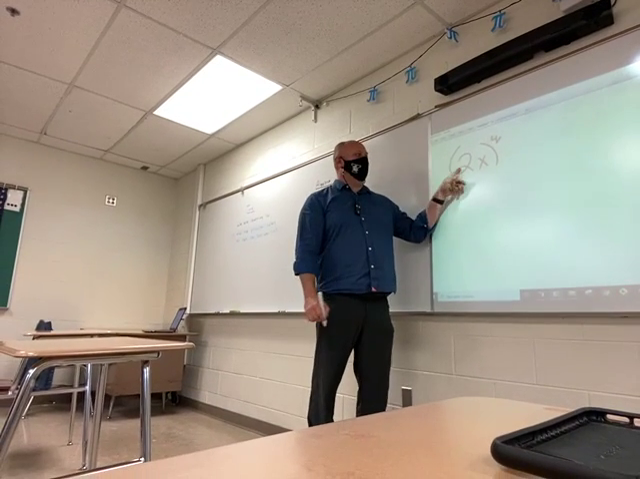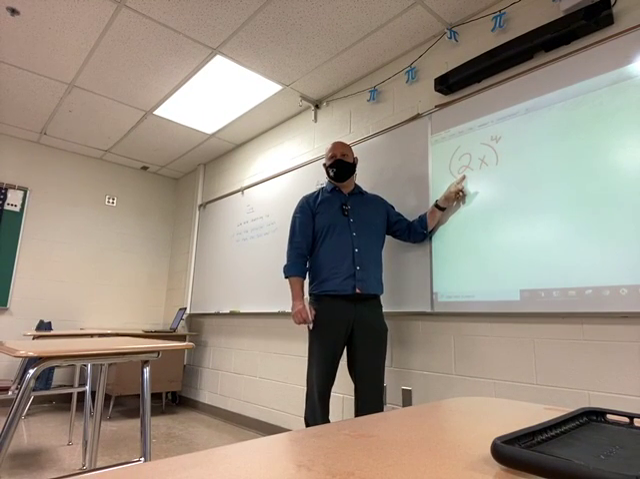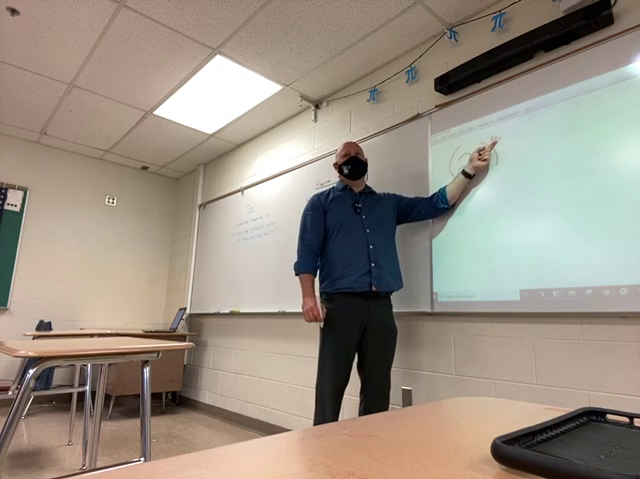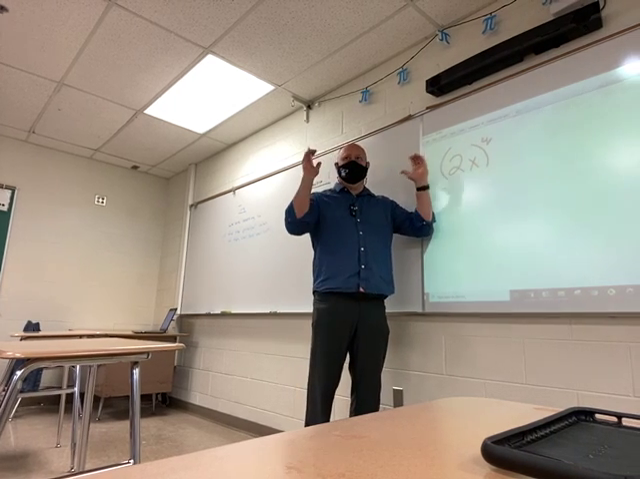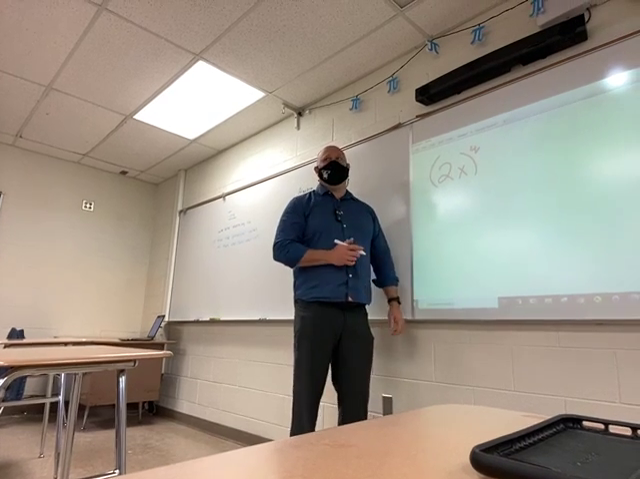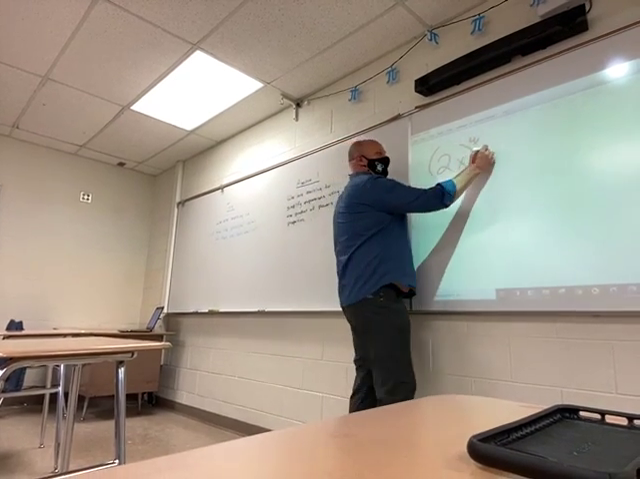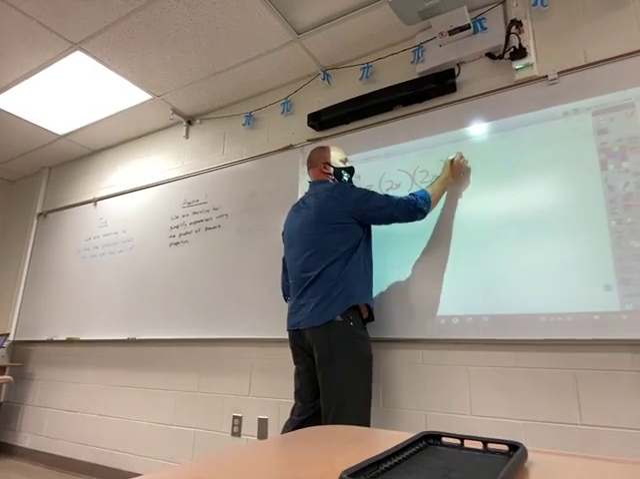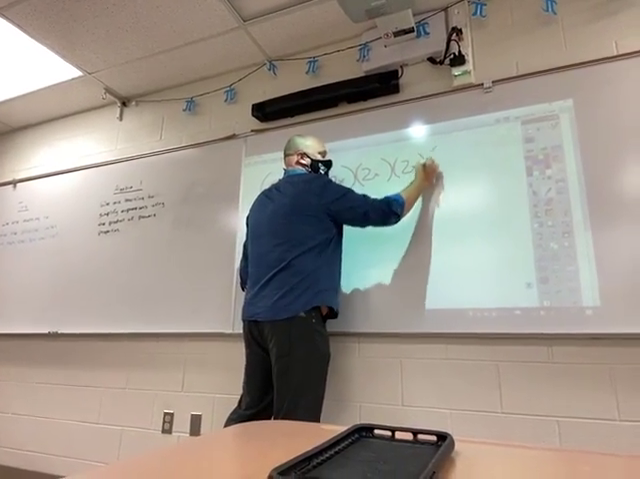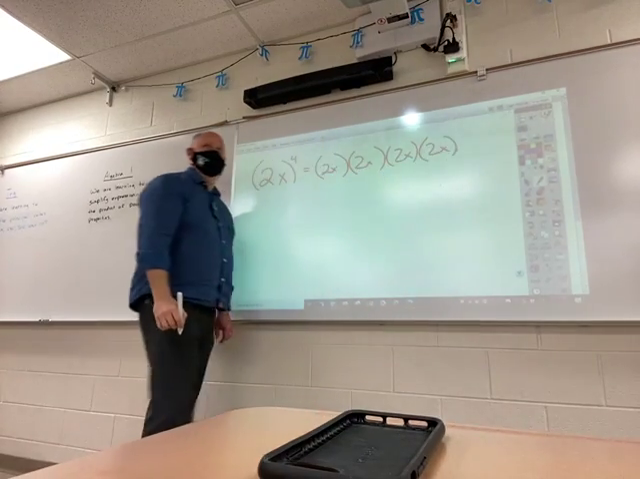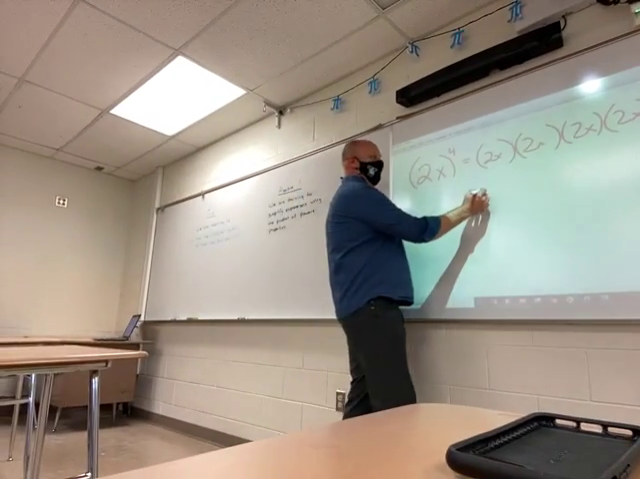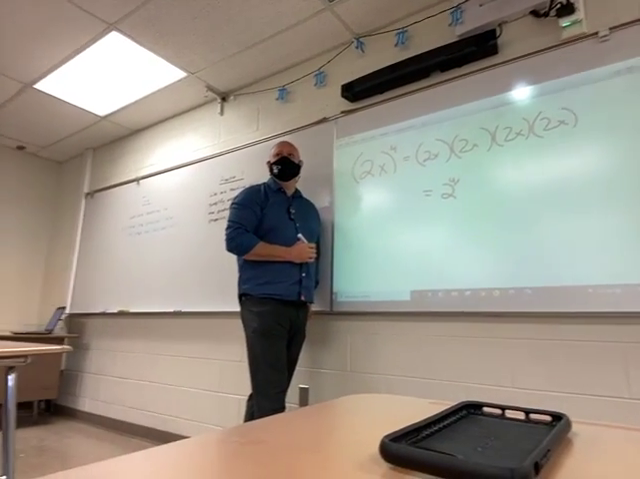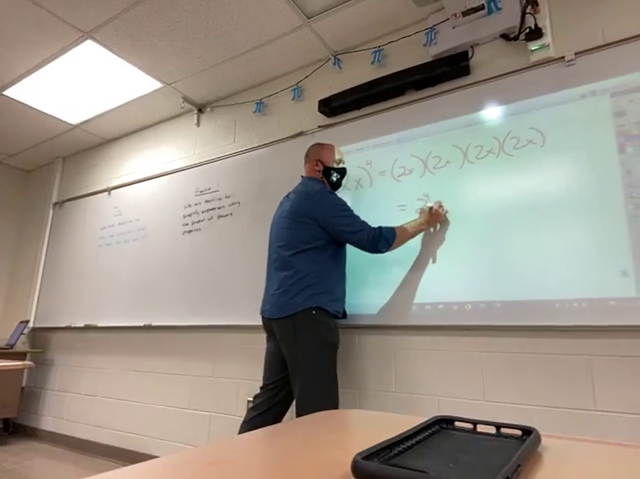What do you do when you have multiple things under the same exponent? What does this 4th power mean? What does 2x, in parentheses, raised to the 4th power mean? It means I have 2x times 2x times 2x times 2x. How many 2's do I have? That means I have 4 2's. How many x's do I have?